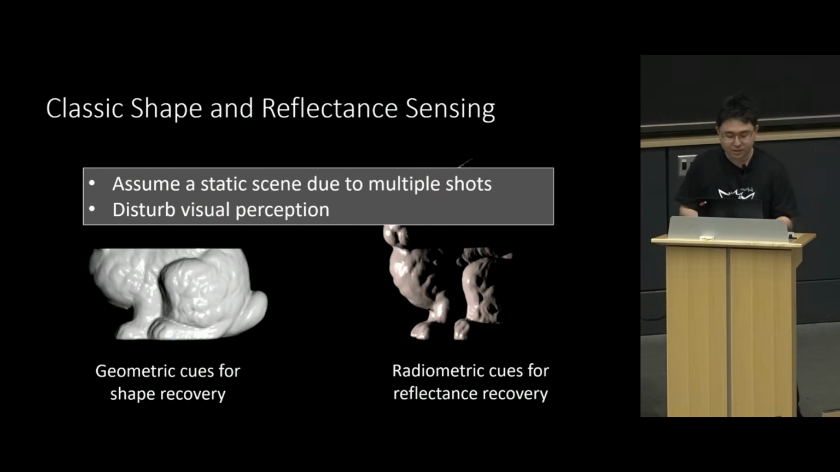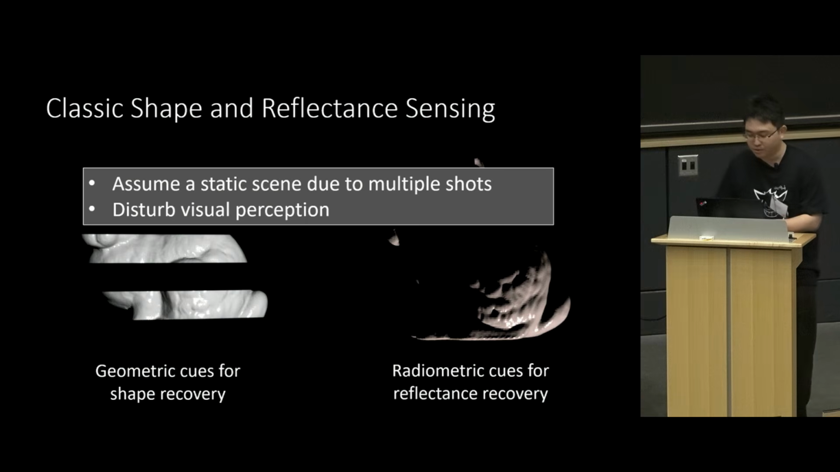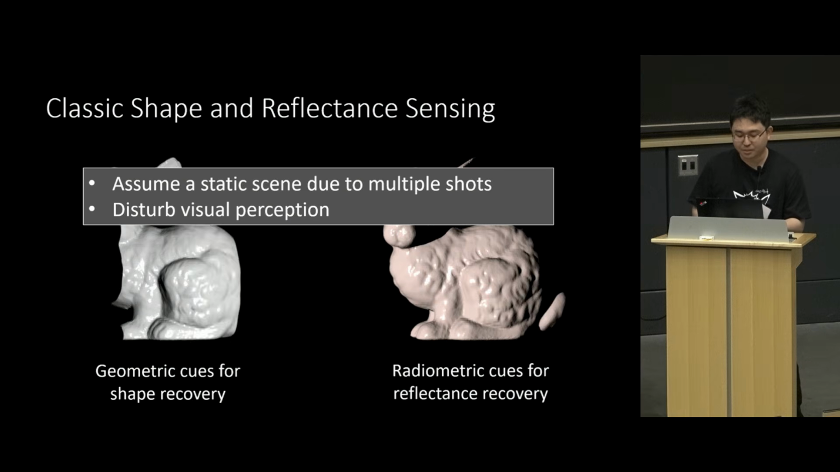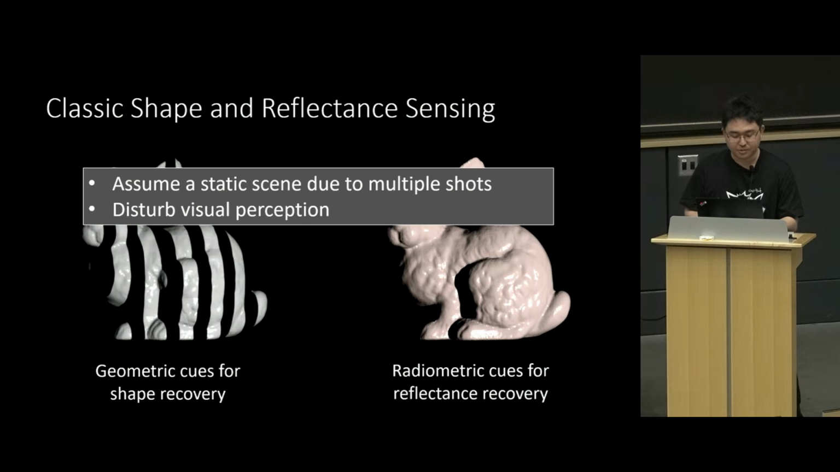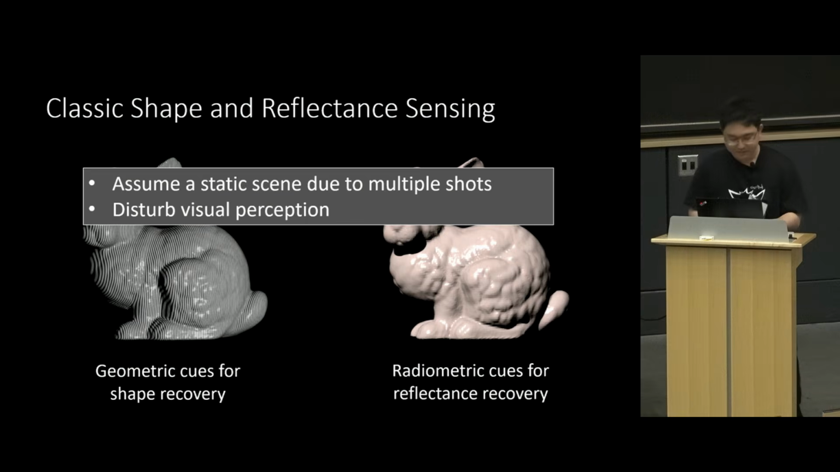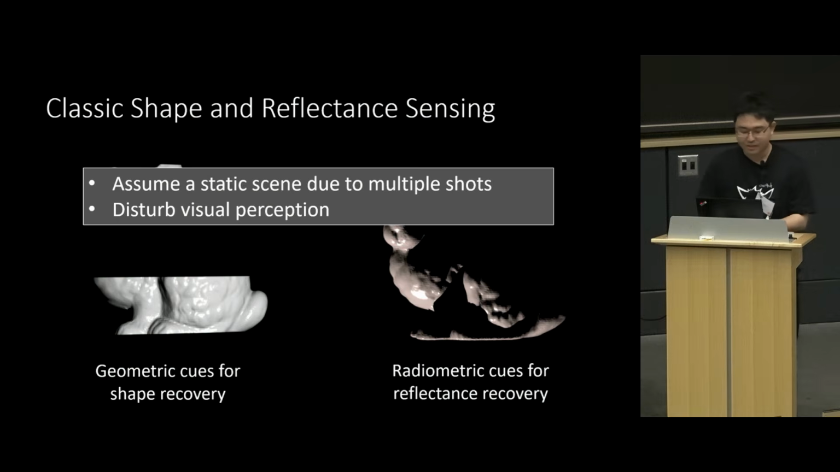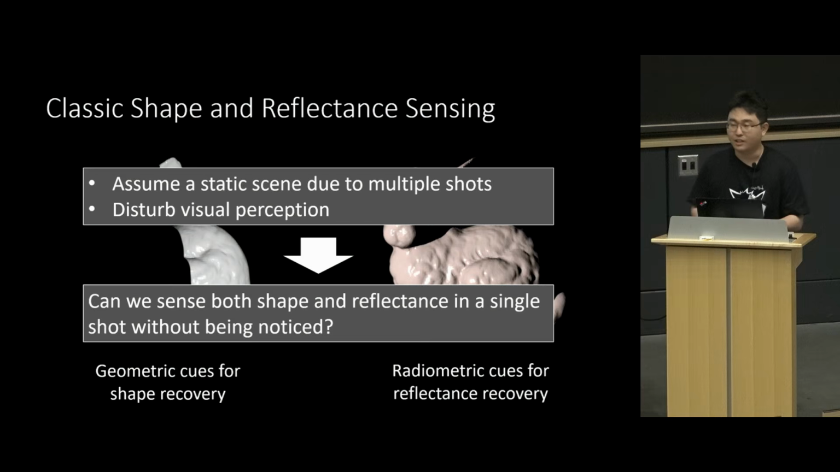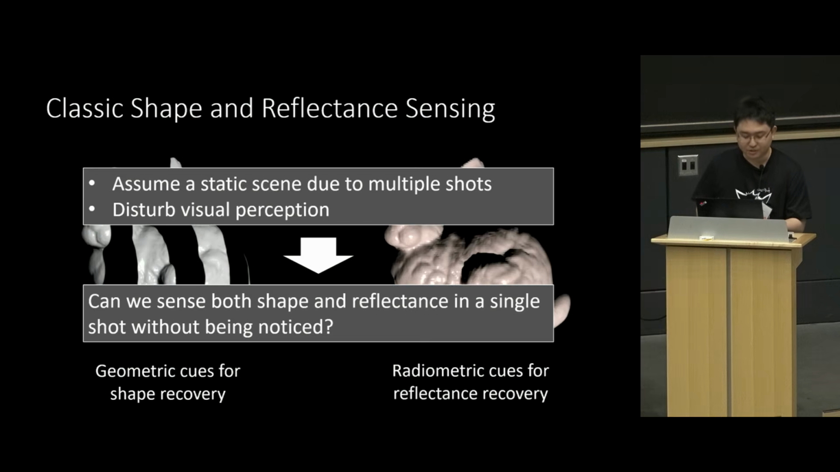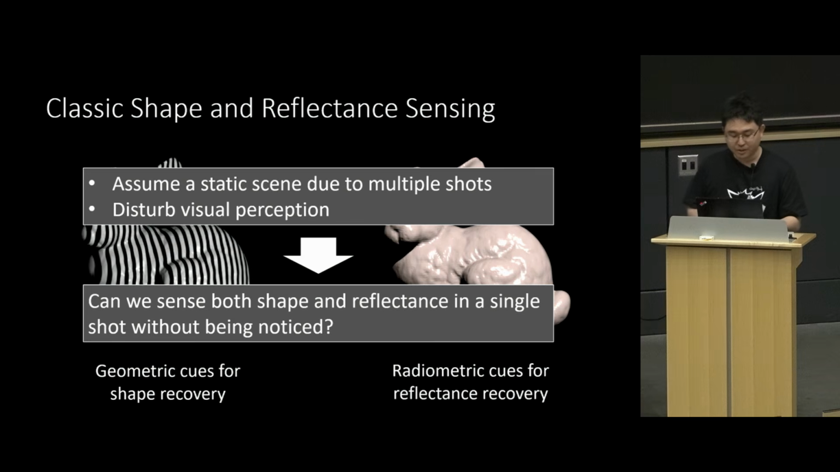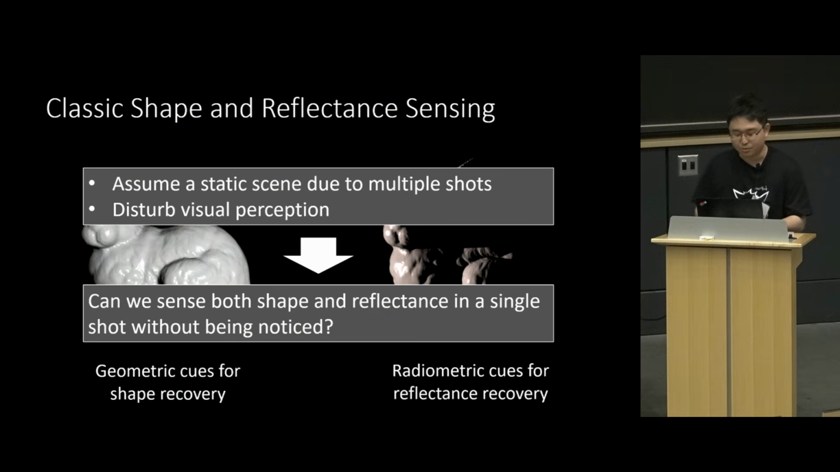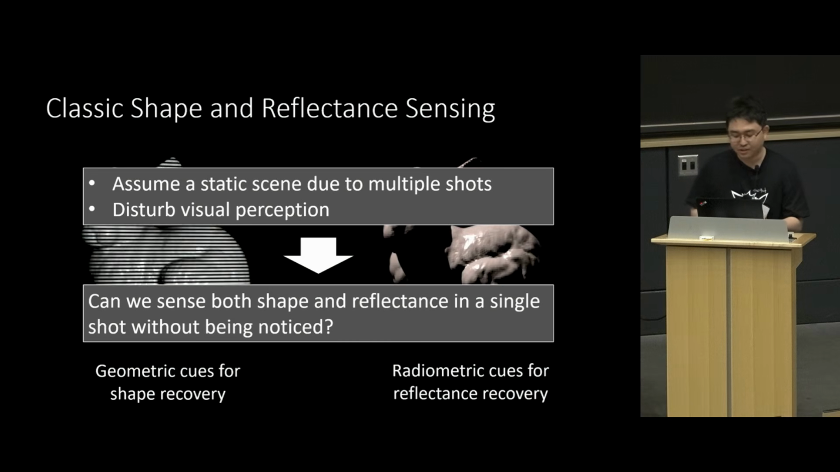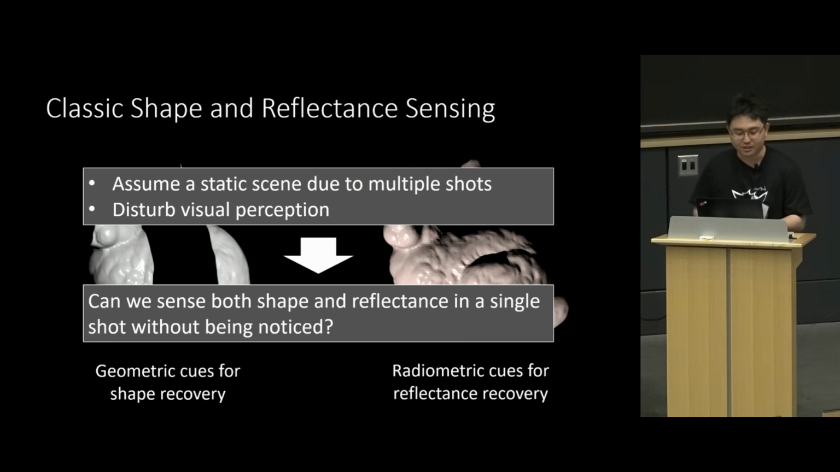First, the target scene must remain static because it requires multiple shots. Second, the projected light pattern disturbs human visual perception, as seen in this slide. These lead us to the central questions. Can we sense both shape and reflectance in a single shot without being noticed? If so, we can apply shape and reflectance sensing to applications with dynamic human-object interaction, such as cooking scenes and XR experience.